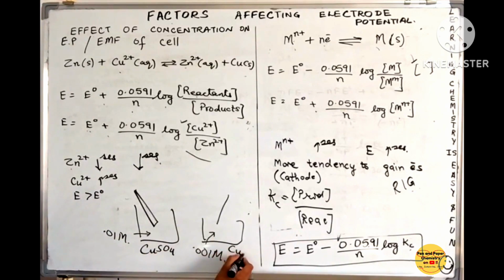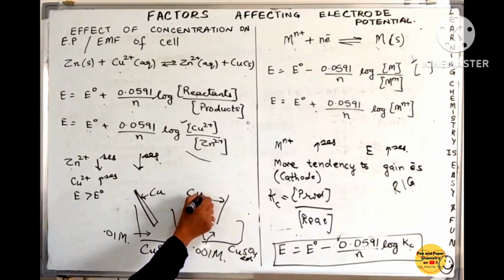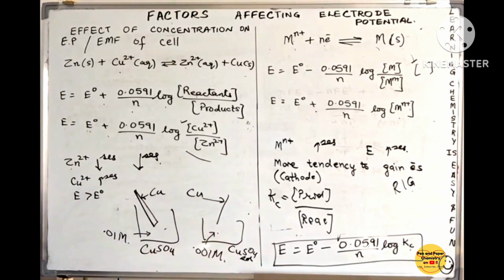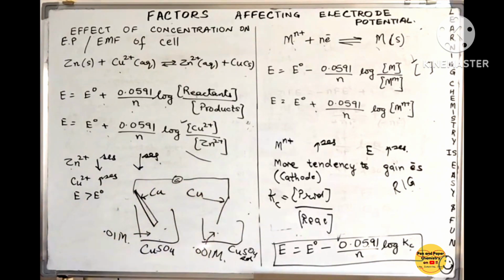Copper sulfate solution, copper sulfate solution. Here I have a copper electrode, and here I have a copper electrode. What is varying in the two of them is just the concentration of the copper ions. What if I connect the two of them? Do you think there will be current flowing in between them? Yes, there will be current.